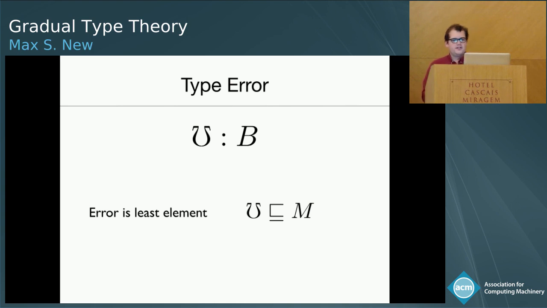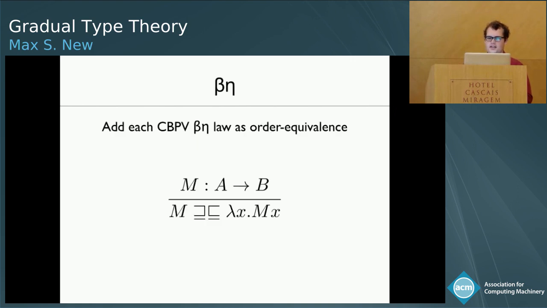Then we add the type error, and to axiomatize the graduality property, we put the error as the least element of this ordering. And then to add the beta and eta laws, we just add them as order equivalences. So we add less-thans in both directions to add it as an equality.